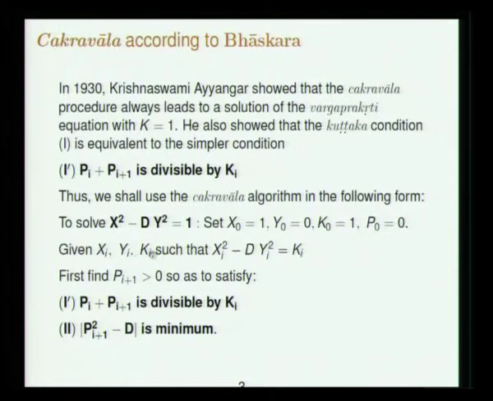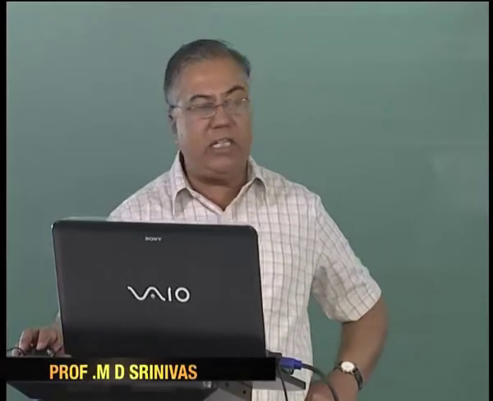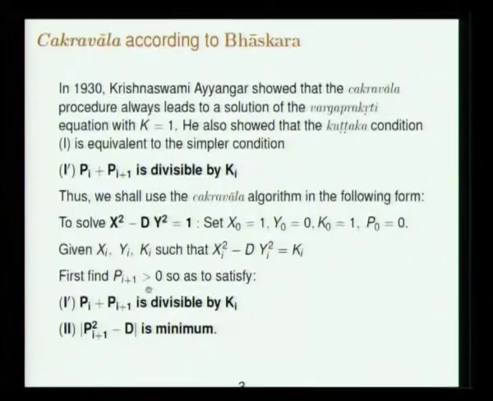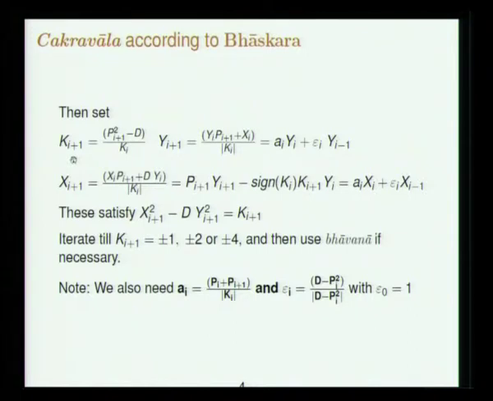In any step x i, y i, k i such that x i squared minus d y i squared is equal to k i, find the p i plus 1 such that these two conditions are satisfied: p i plus 1 is divisible by k i, and p i plus 1 squared minus d is minimum. Then once p i plus 1 is found, you can find y i plus 1, k i plus 1 and x i plus 1, and for that use this auxiliary quantity a i, whose significance we will see in a minute. a i is defined as p i plus 1 by k i, and epsilon i is plus 1 if d is greater than p i squared and epsilon i is minus 1 if d is less than p i squared.